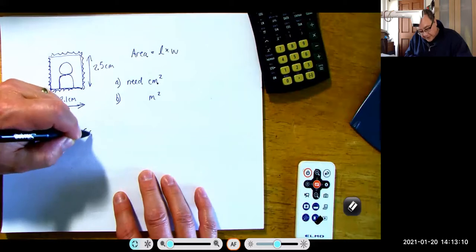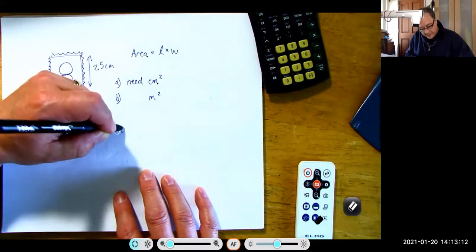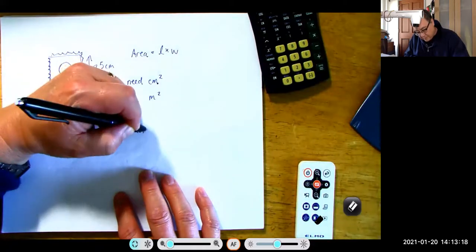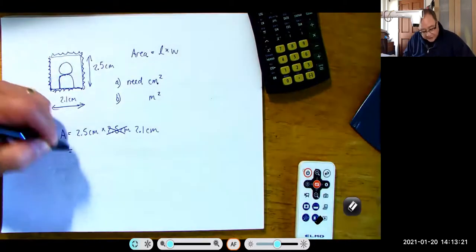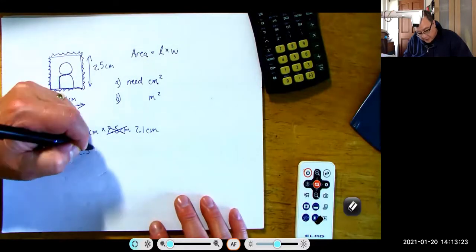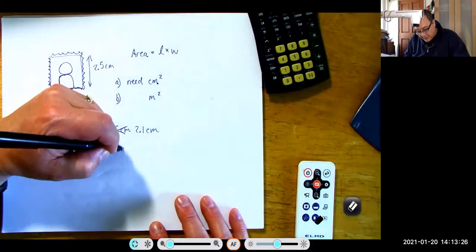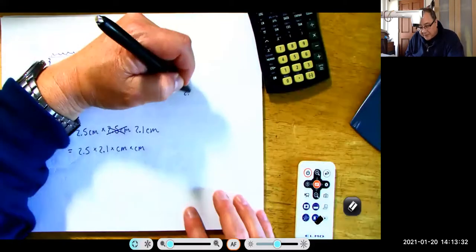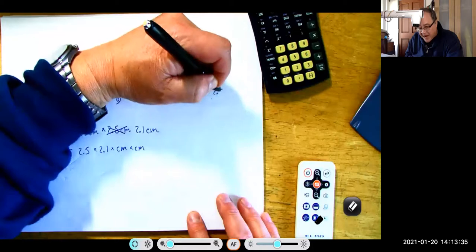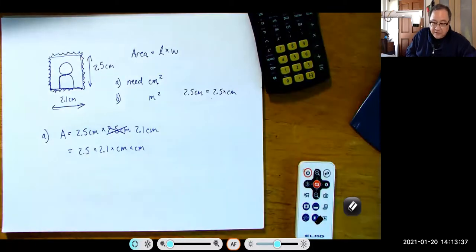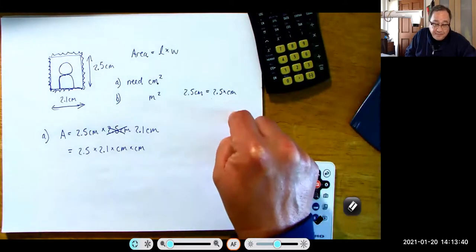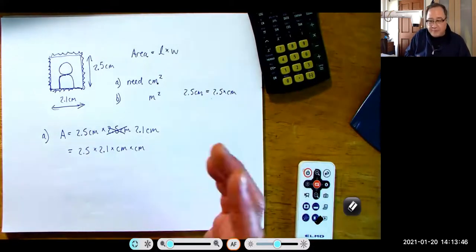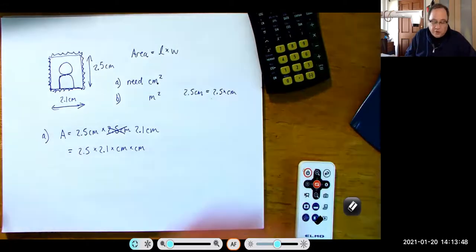2.5 centimeters times 2.1 centimeters. Now I'm going to rearrange this so that we have 2.5 times 2.1 times centimeter. Because it turns out 2.5 centimeters really is 2.5 times centimeter. That's what it really is. And here I've just used one of the laws of math that says A times B is the same as B times A. So I can rearrange the order.